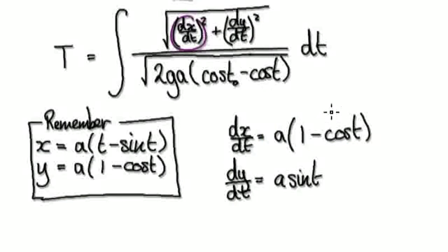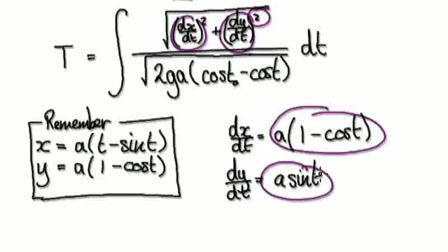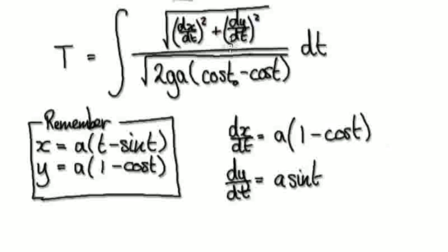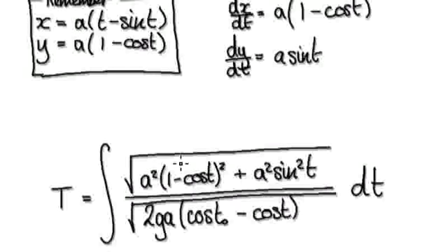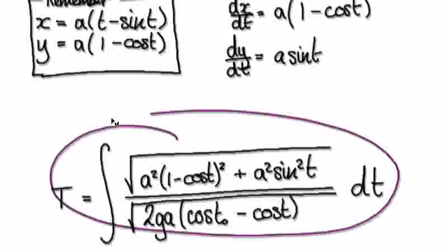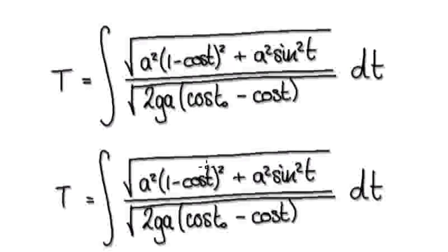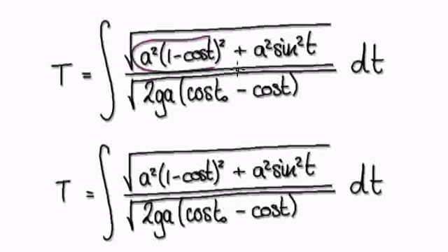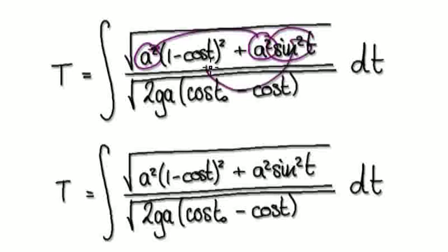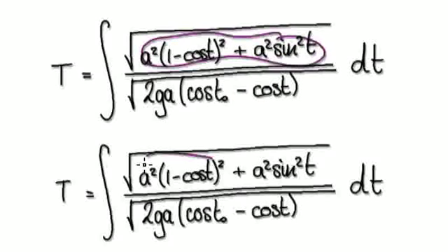Don't forget we need to square this, and we need to square this, because you need to square it here and you need to square it here. So that will then give us this. Looking at this bit here, you can factor the a squared out, and then join this and put it into the brackets here.